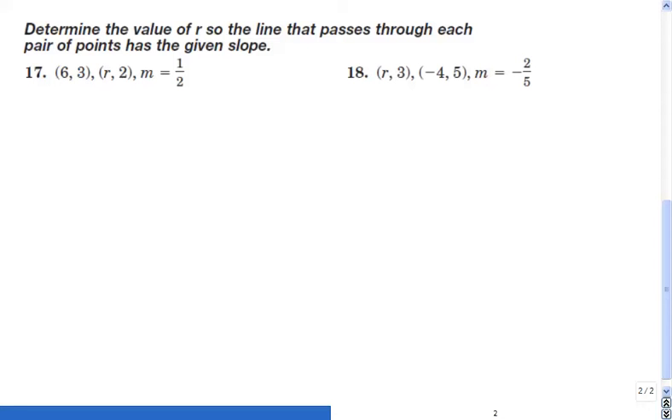Okay, for the proficiency exam, let's remember how to solve this type of problems. And if you read the problem, you're required to find what? To find r, okay? So the line that passes through each pair of points has the given slope. And for problem number 17, the slope has to be m equals 1/2, all right?